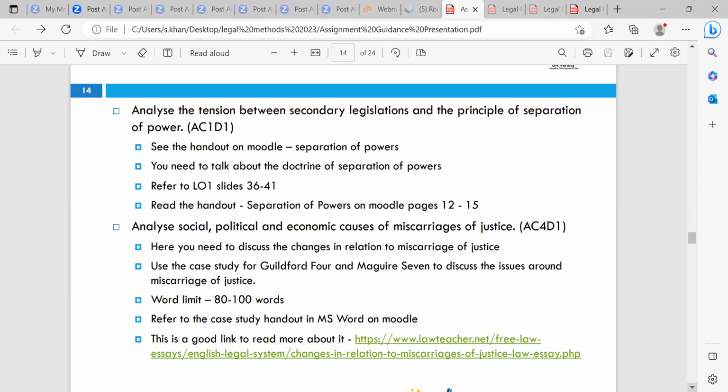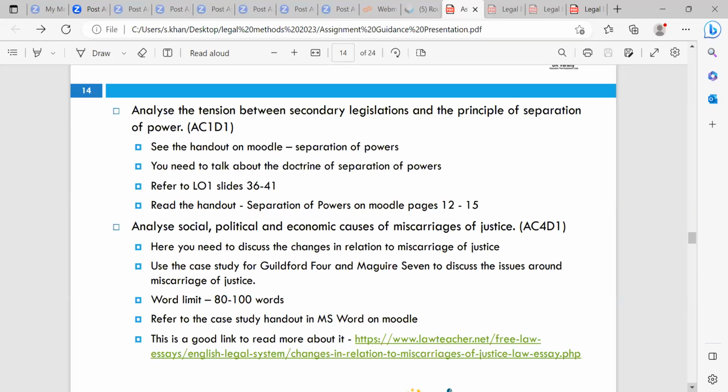You also need to look at referring to Learning Outcome 1, which is slides 36 to 41. You need to read the handout on Moodle on separation of powers, pages 12 to 15, if you want to get a distinction. Okay.